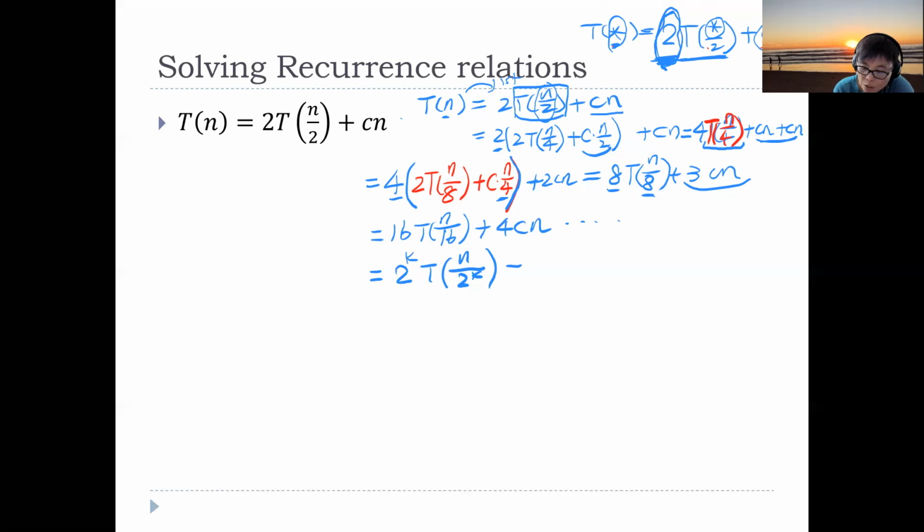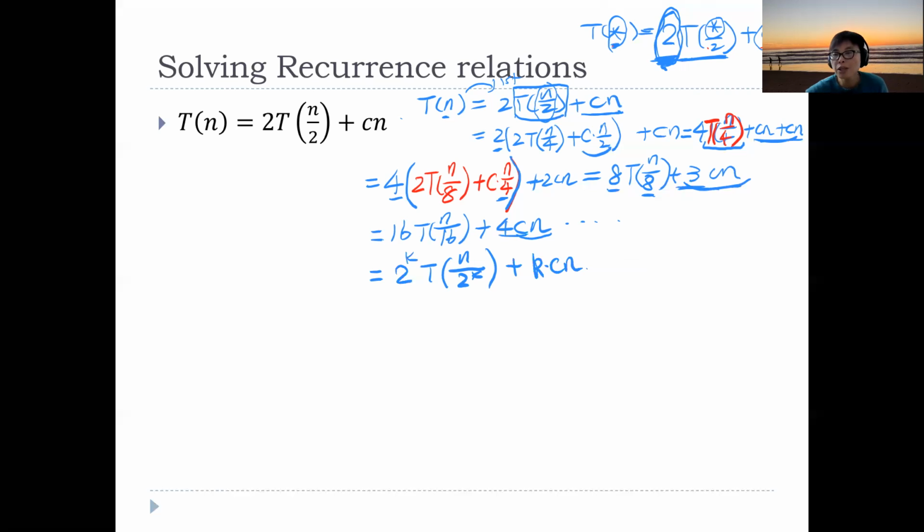Okay, and what do you have here? Every time you just add another additive term, which is Cn, every time you expand this. So you see, the first time I have Cn, then it's 2Cn, then it's 3Cn, and so on. So after k times, I have k Cn. This is what we have, the general pattern.